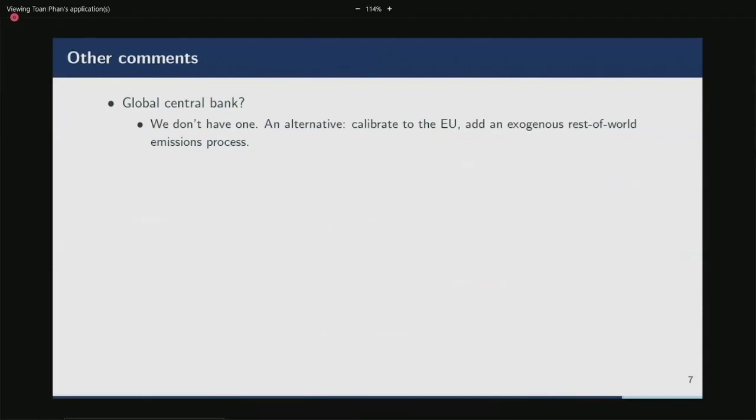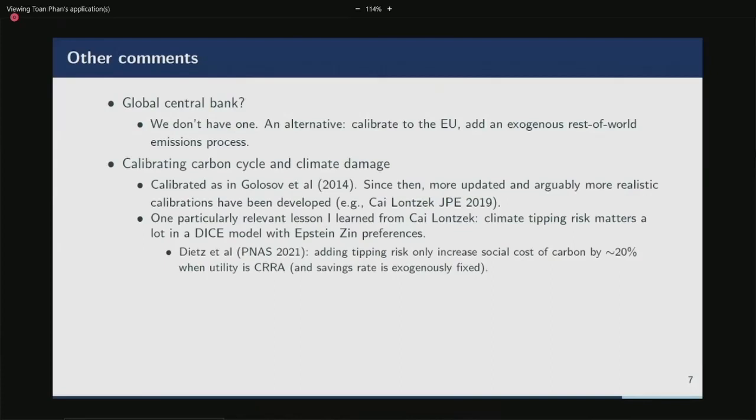Other comments quickly, I'm running low on time. The more I think of a global central bank, we don't have one. I think an alternative is to calibrate the model to a closed economy like the European Union or the Bank of Japan here, and add some exogenous stress of world emission process. The carbon cycle and climate change are calibrated as in the Golosov et al. Econometrica paper. But since then, much more updated and arguably more realistic calibrations have been developed.